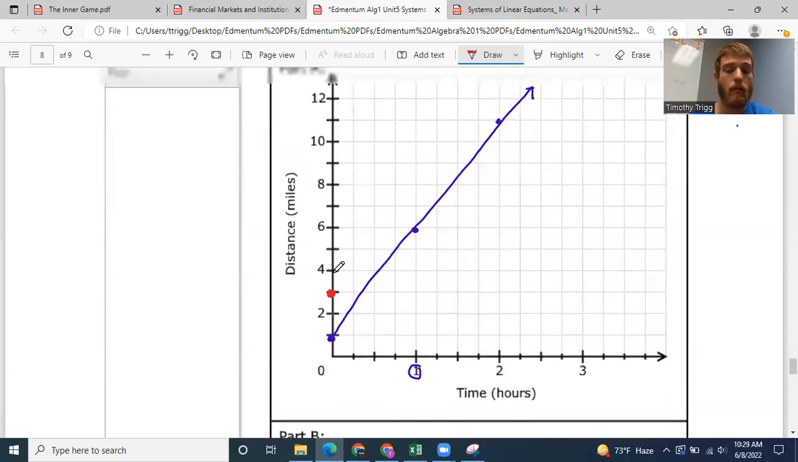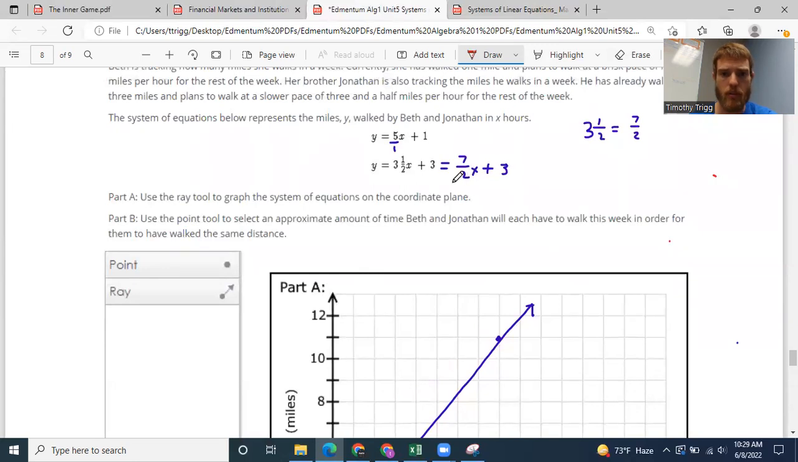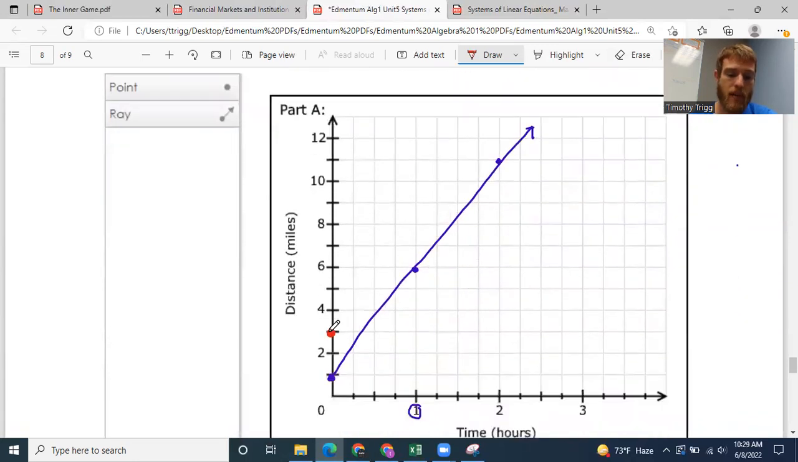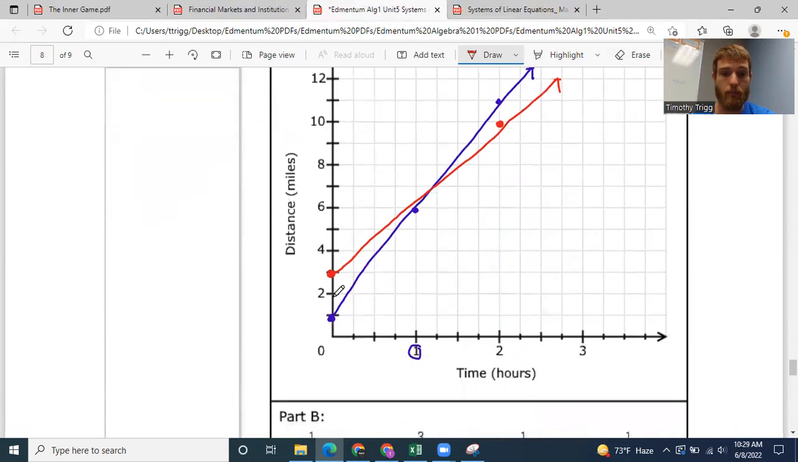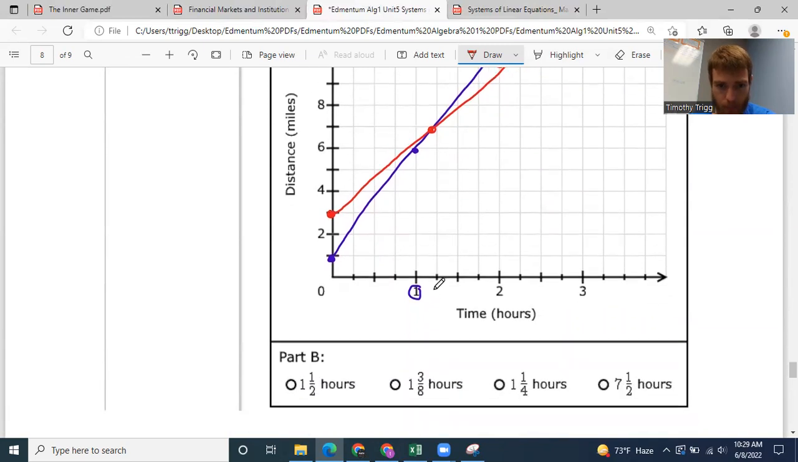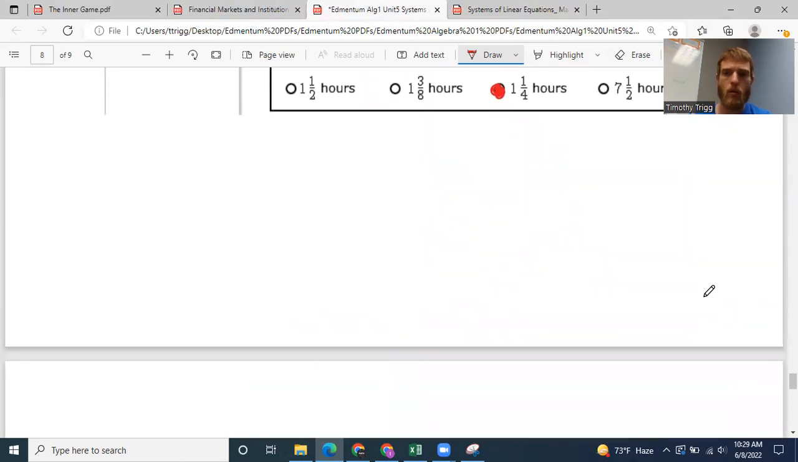And then for Jonathan, up 7/2. 1, 2, 3, 4, 5, 6, 7. And then over 2 is all the way out to here. So his graph looks something like this. Hopefully yours looks better, because you're going to be using that ray tool. And then where do they cross? Somewhere around here, above 1 hour, maybe like 1 hour and 15 minutes. So 1¼ hours, I would say. That's probably my best estimate.